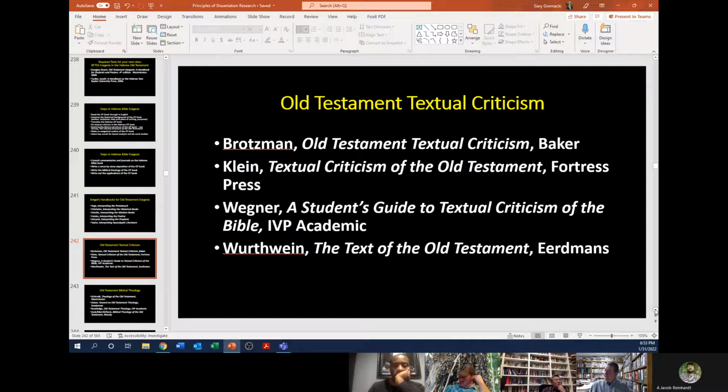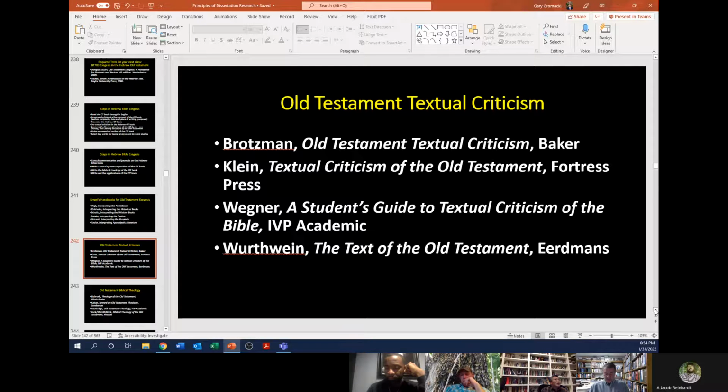Now, a couple books for Old Testament textual criticism, looking especially at the apparatus. We talked about the Masorah Parva and Magnum. Old Testament Textual Criticism: A Practical Introduction by Brotzman. It talks about writing in the ancient Near East. It has a chapter on the Dead Sea Scrolls, scribal errors, the practice of textual criticism, and then a textual commentary on the book of Ruth.